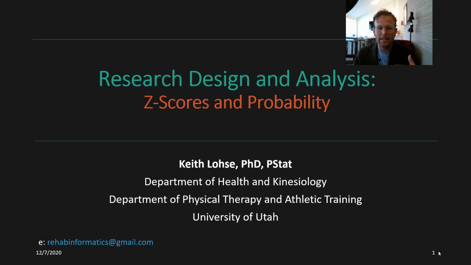This is the third in our series where we're talking about the central limit theorem and the sampling distribution of means. And in this video we want to talk about the calculation of z-scores and then how we can use those z-scores to calculate the probability of getting a certain sample mean.